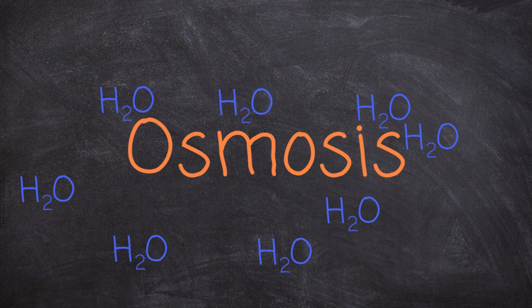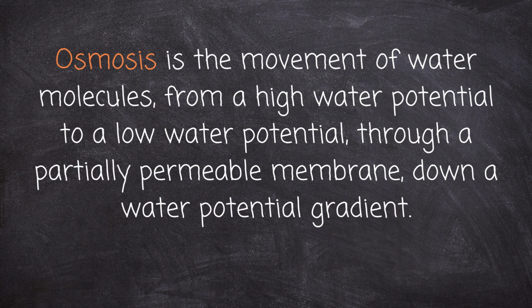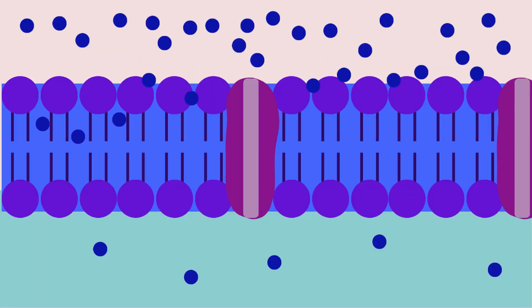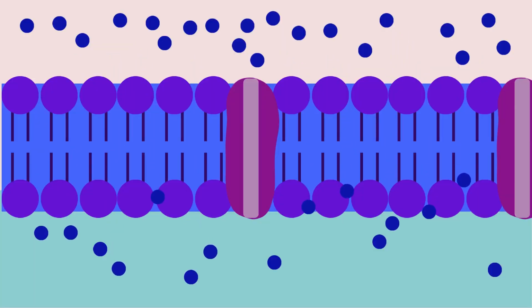So, osmosis can be defined as the movement of water molecules from a high water potential to a low water potential through a partially permeable membrane down a water potential gradient. Water potential is the force responsible for movement of water molecules from one area to another.